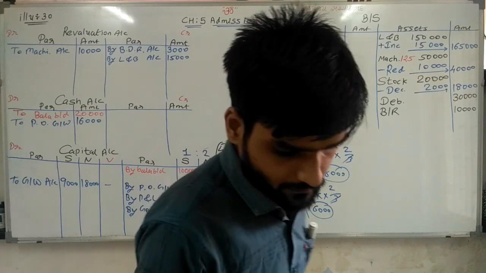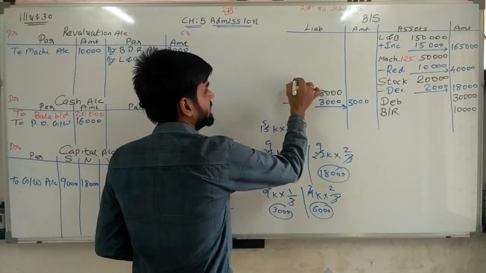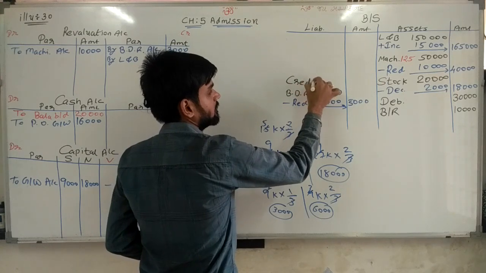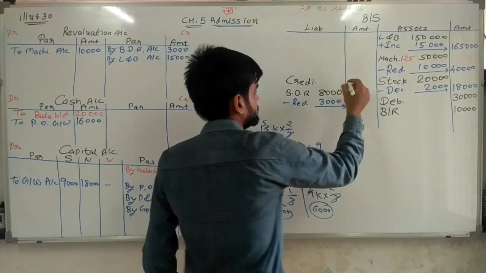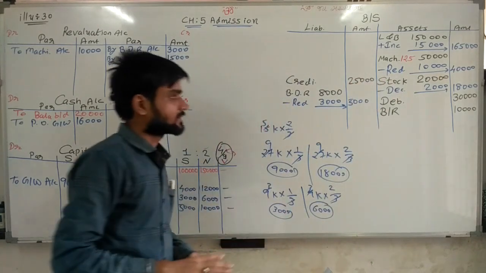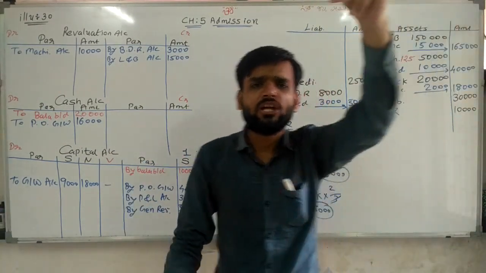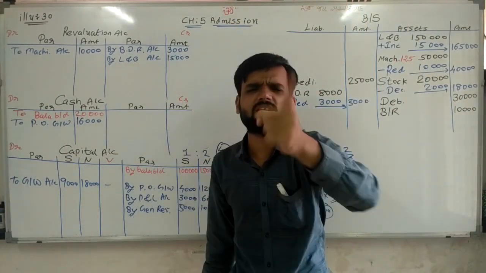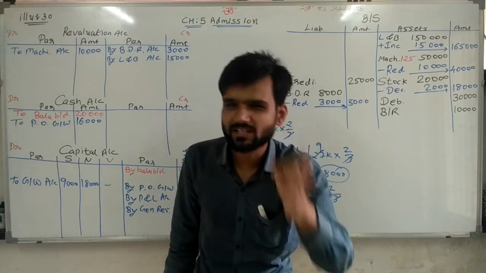Going ahead. Creditors. Sir, creditors is my liability, so we have to write it as it is. There is no change given. So creditors 25,000. Now, sir, the balance sheet is also completed. In the full sum, only one thing is remaining. Only one thing. What is it?